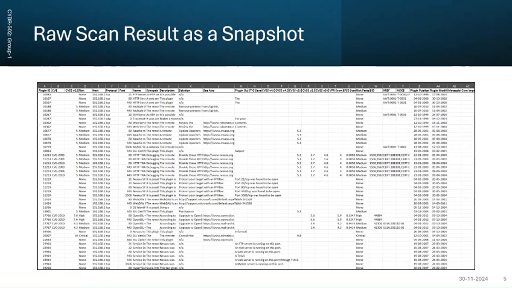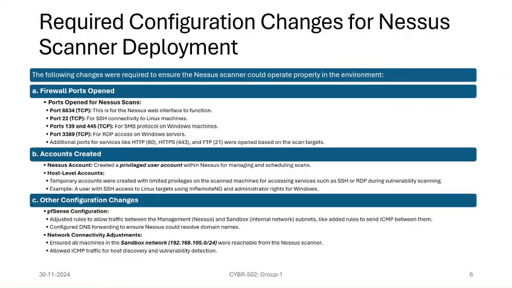The scan results were made possible by carefully configuring the Nessus scanner to function effectively in the environment. Let's discuss what the key changes enabled in the setup. This slide talks about the deployment of the Nessus scanner, which required several key configuration changes to ensure its proper functioning. First, firewall rules were updated to allow scanning across the sandbox network, particularly enabling TCP port 8834 for Nessus web interface access and scanning-related protocols like SSH, RDP, and SMB.